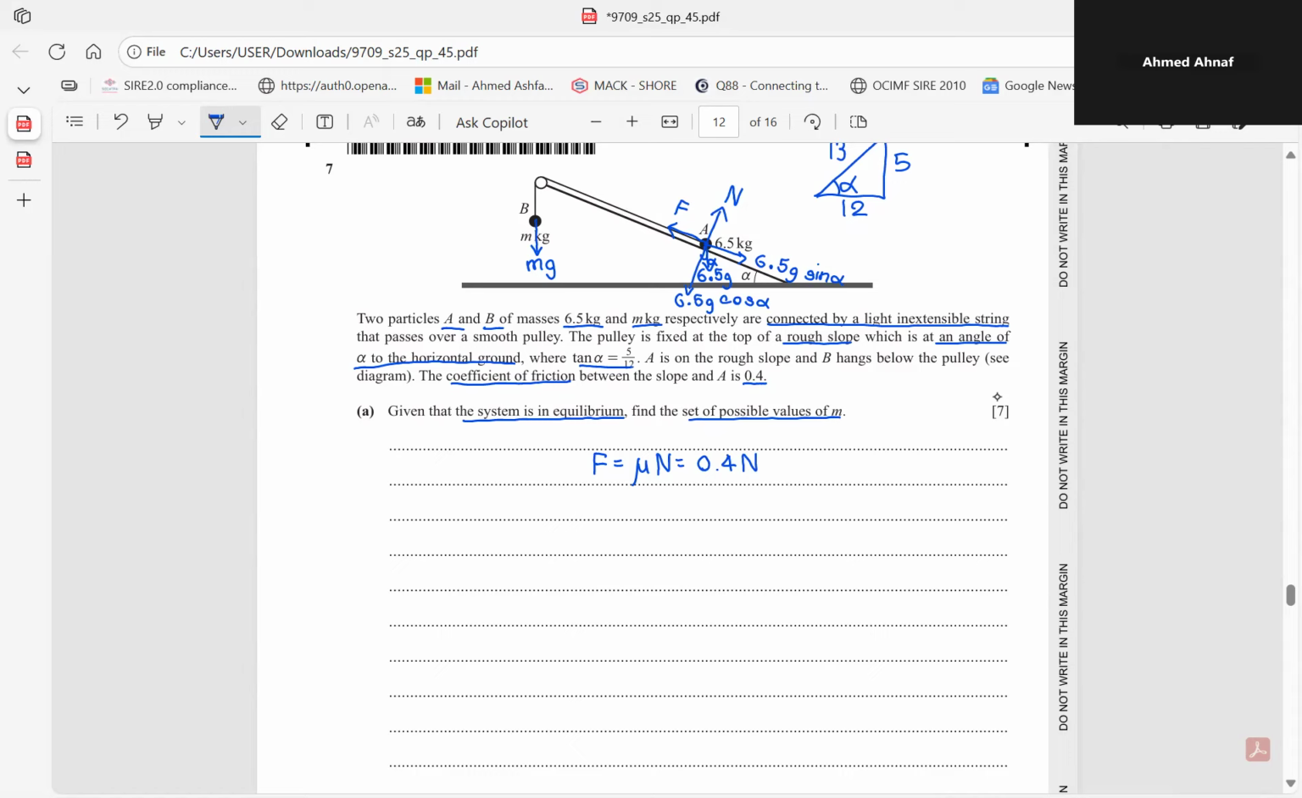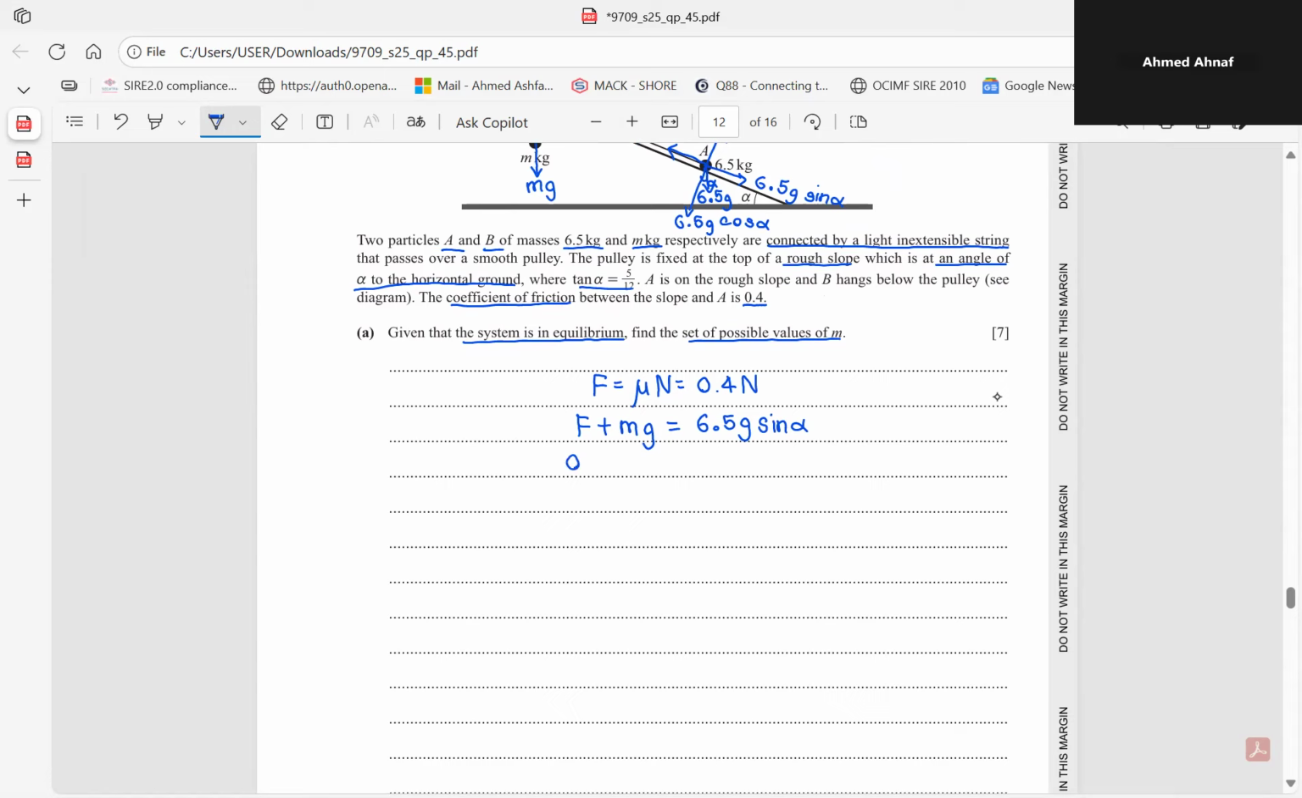Now we're going to take the forces that are acting parallel to the string. Since F and mg are acting in the same direction, we add them up, and we're going to equate that to 6.5g sine alpha. So F is just 0.4 N, and N is 6.5g cosine alpha. And this is mg.